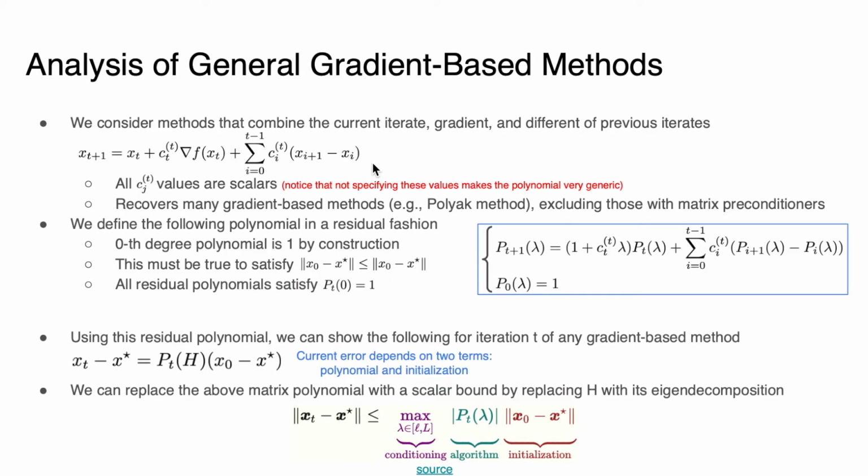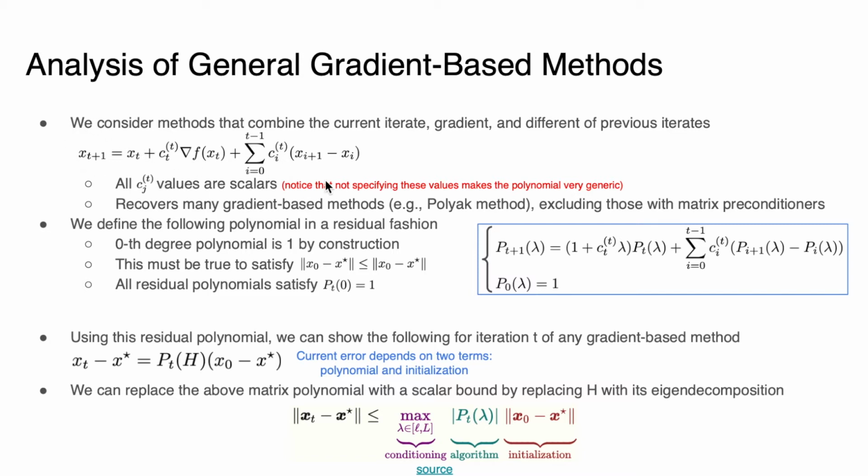Now that we understand the analysis of gradient descent with polynomials, we can move on to more general gradient-based methods given by the recursion here. Here, each iterate is given as a linear combination of the current iterate, current gradient, and the difference of previous iterates. And it's important to note that the coefficients here are scalar valued. Although this expression might look a bit complicated, it can recover familiar algorithms such as Polyak momentum. But because the coefficients are scalars, it can't recover anything with a matrix preconditioner such as BFGS or Adam.